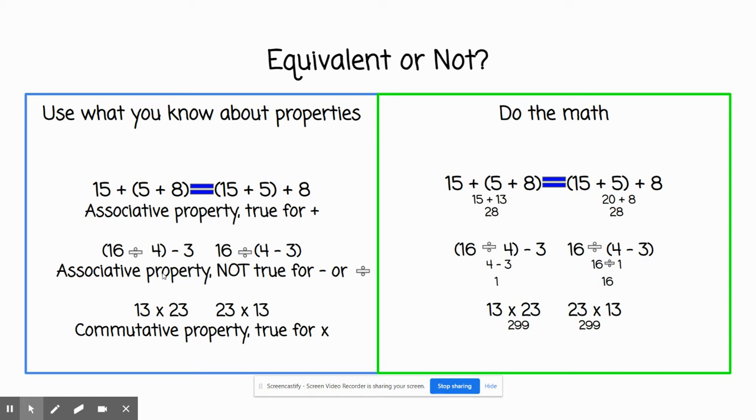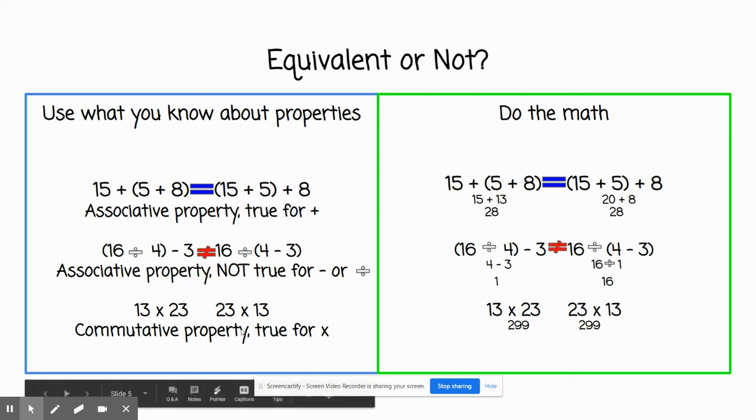Let's look at this one. We have the associative property here, but this is division and subtraction. Got it all messed up in here. So this can't be equivalent. I mean, based on what we know about these properties, right? This can't be equivalent. But I always love to prove it by doing the math. And when I do the math, this is what I get. I get two completely different answers. So these expressions are clearly not equivalent.